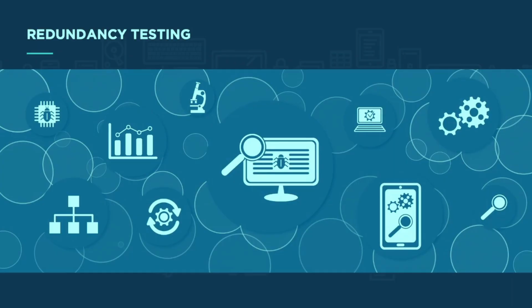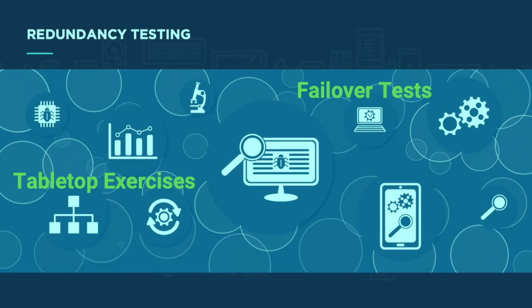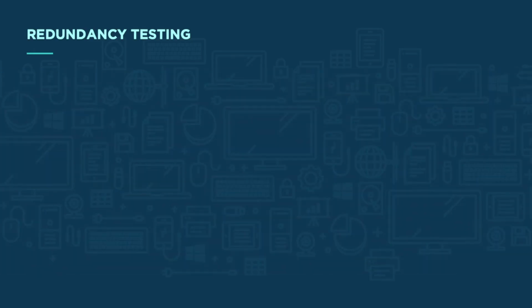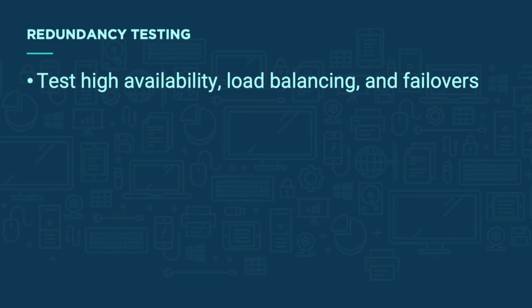Regular testing, including tabletop exercises, failover tests, and simulations, is essential to identify vulnerabilities, evaluate response plans, and improve redundancy measures. By incorporating redundancy strategies, organizations can reduce risks, minimize downtime, and ensure the continuity of their critical business functions. Testing high availability, load balancing, and failover technologies is critical. It assesses the ability to remain operational during heavy workloads, component failures, or scheduled maintenance.